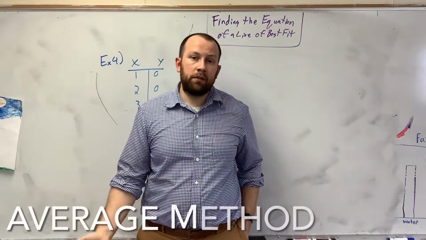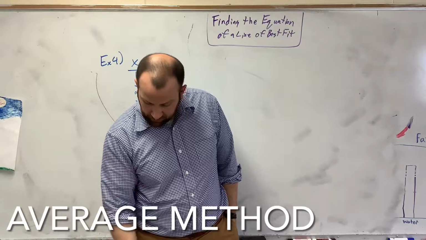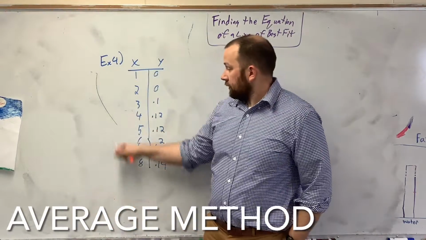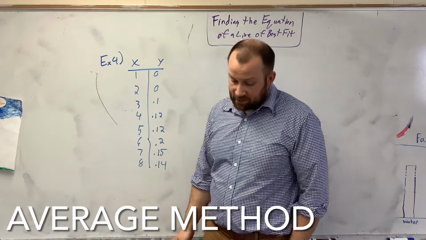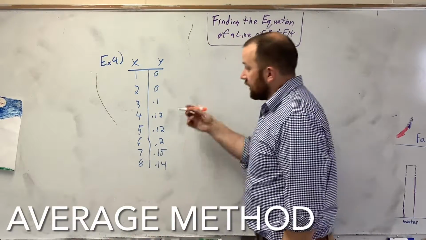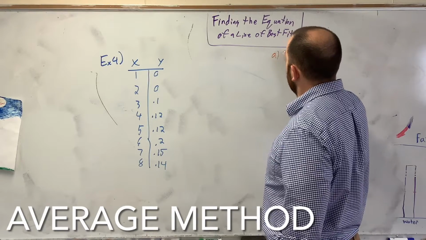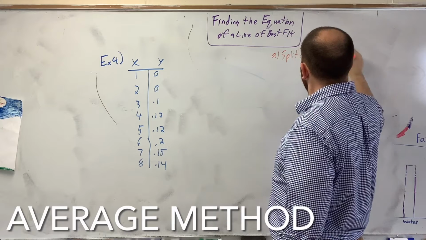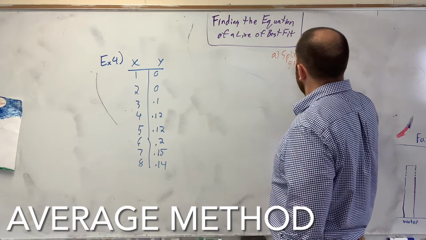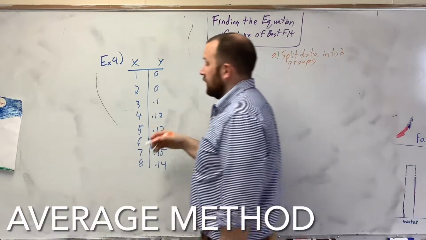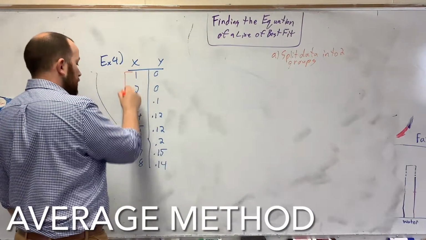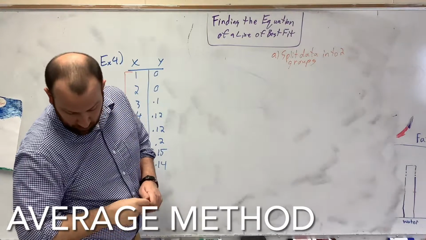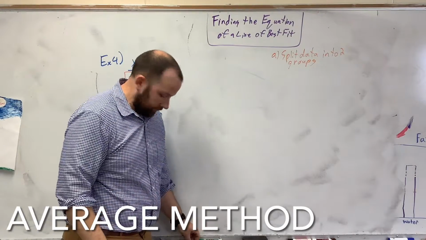Alright, now we're going to do it a different way. We're going to use the average method to find the equation of the line of best fit. I already have my data set up here. The first thing I want to do with the average method is split the data into 2 groups. I'm going to try to keep those color coded. I have 8 numbers here, so I split it 4 and 4. Did my first part, great job.